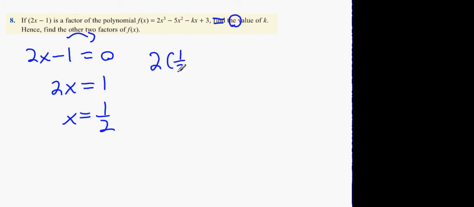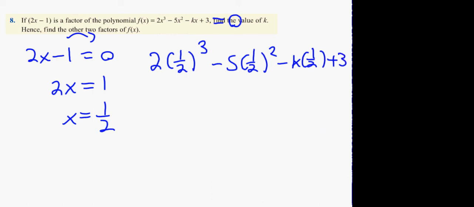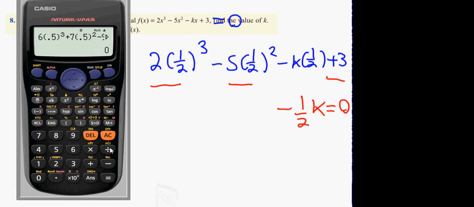2 times a half cubed minus 5 times a half squared minus k times a half plus 3. What I'm going to do is use my calculator, but ignore the k part. It's a minus a half k anyway, and it has to equal 0. I'm going to put the rest of that into my calculator. I don't see the point in doing more calculations than I have to and getting them wrong at the same time, okay? So, minus 5 times, I'm using 0.5 instead of a half, purely because it's quicker. And then plus 3. We get 2.